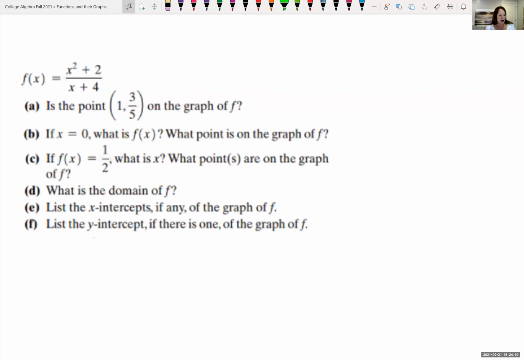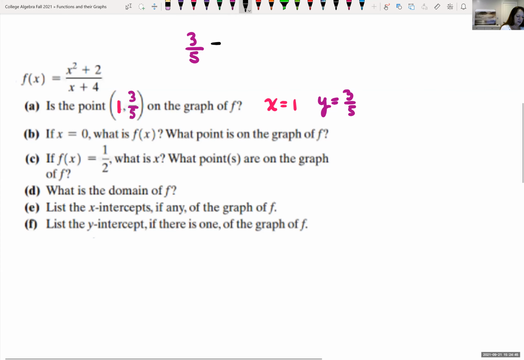So you were looking at this problem, f of x equals x squared plus 2 all over x plus 4. And we wanted to know, is the point (1, 3/5) on the graph? We know in this case that our x value is 1, and we know that our y value is 3/5. We want to plug in our values.